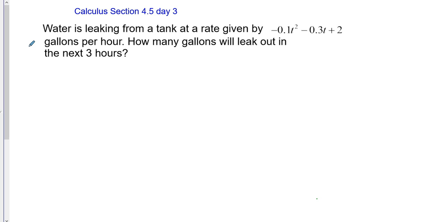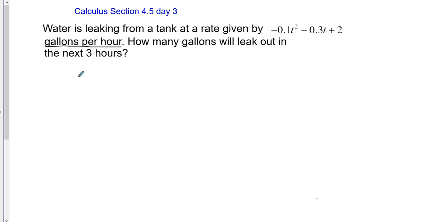So that's what I'd like to do with this one, is first of all interpret it. So it says water's leaking from a tank at a rate given by this expression, and that is in gallons per hour. So a big thing to watch for, not only when you're working through homework exercises today, but also on the AP test, is pay real close attention to your units.